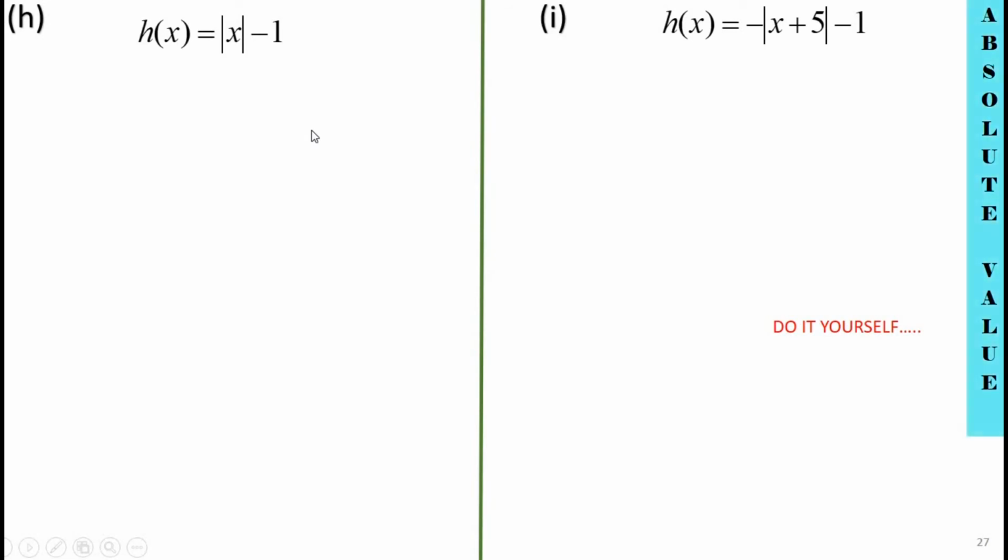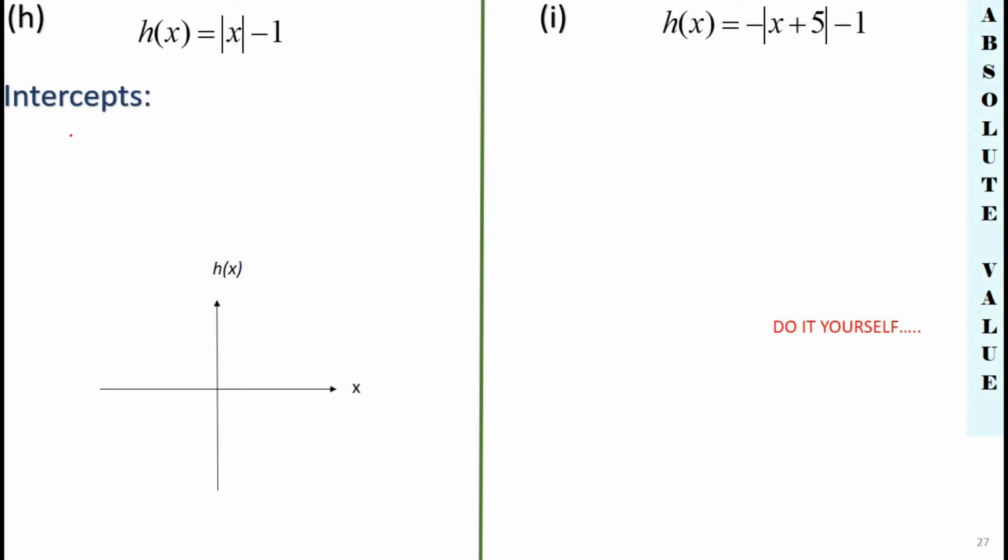Okay, so for h(x) equal to modulus x minus 1. So there is no condition as with the cube function and the reciprocal function, because it can take any value of x. x has no condition. But you can find the intercept. Okay, so what are the intercepts? So you can substitute when h(x) is equal to 0. So when h(x) is equal to 0, you have modulus x minus 1 is equal to 0.